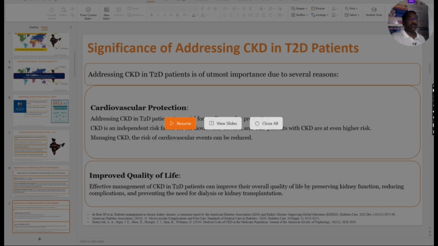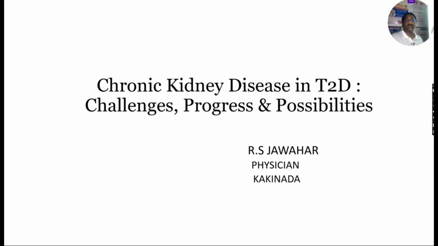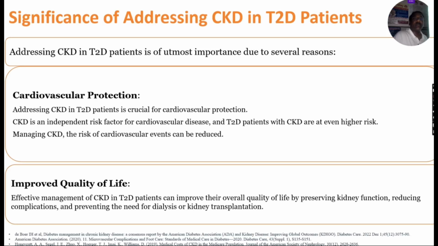The significance of addressing CKD in type 2 diabetes: addressing it is of utmost importance for several reasons. What are all the reasons I told you so far? You need to give cardiovascular protection. CKD is an independent risk factor for cardiovascular disease, and type 2 diabetic patients with CKD are at even higher risk. By managing CKD, the risk of cardiovascular events can be reduced so that you can arrest premature death.